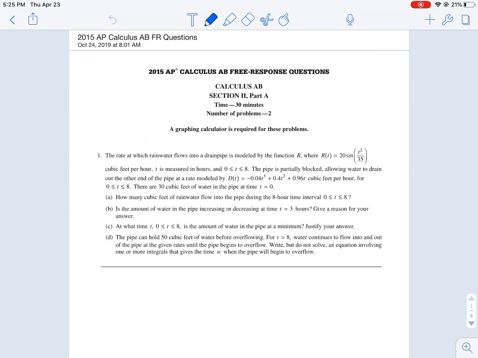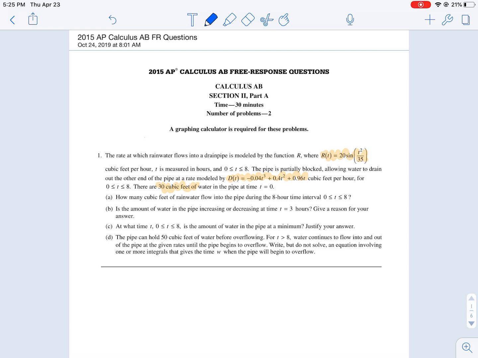Number 1, we have the rate at which rainwater flows into a drain pipe, given by a function right here. And then we have water draining out of the pipe at a rate of that right there. And we have 30 cubic feet of water in the pipe. So that's all the key information. Of course, make sure you read through the problem thoroughly, but I'm trying to shorten it up a little bit.